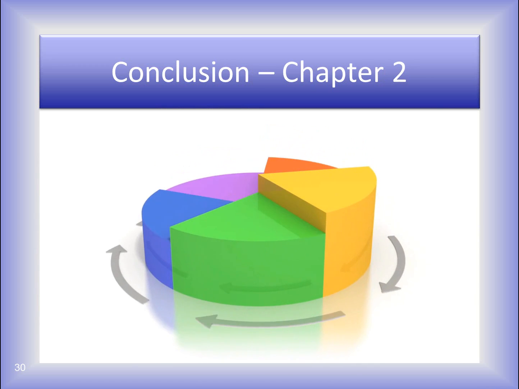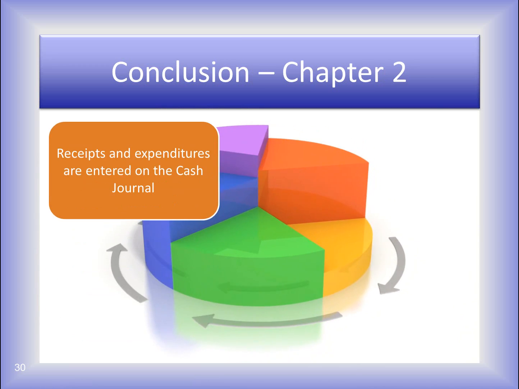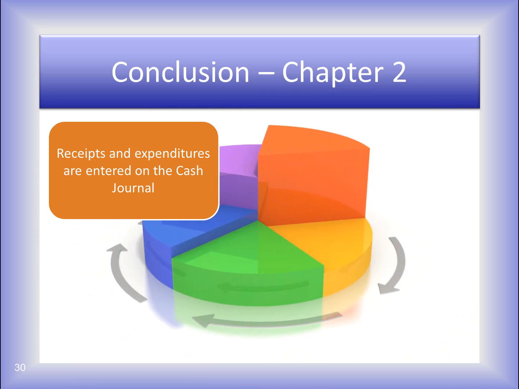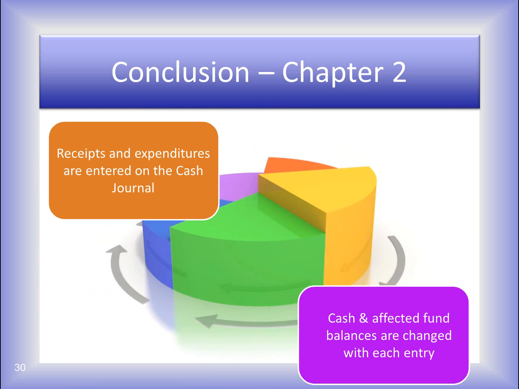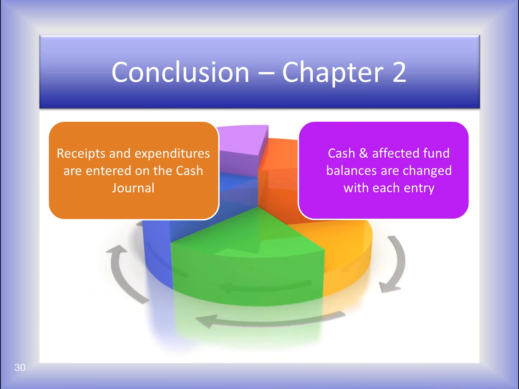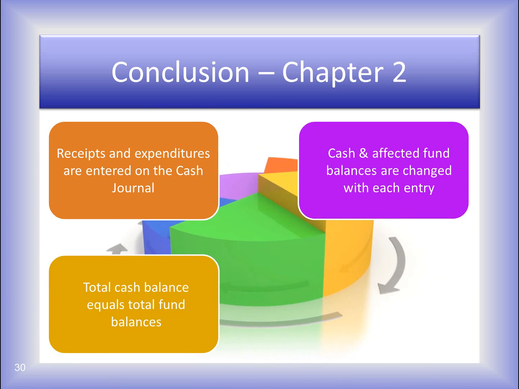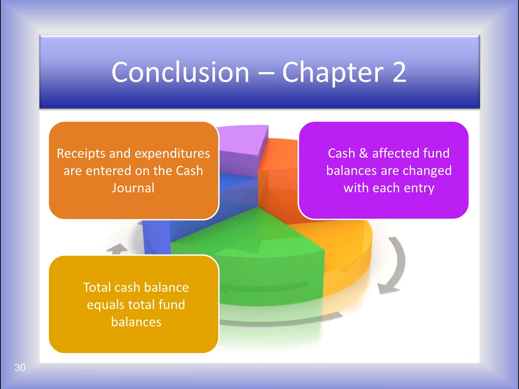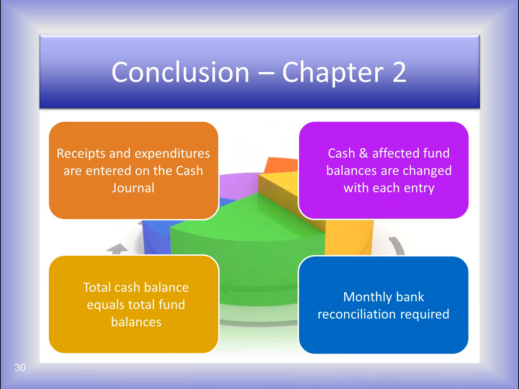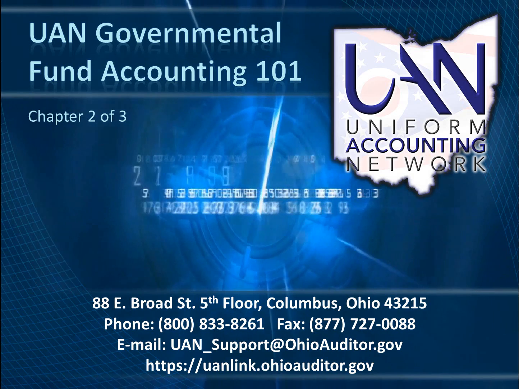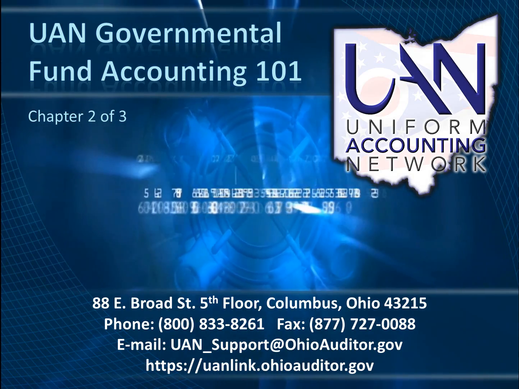Let's review what you've learned. Receipts and expenditures are entered on the cash journal. Cash and affected fund balances are changed with each entry. Total cash balance is equal to the total of all fund balances. Monthly bank reconciliation of all cash is required. This concludes UAN Fund Accounting 101, Chapter 2.